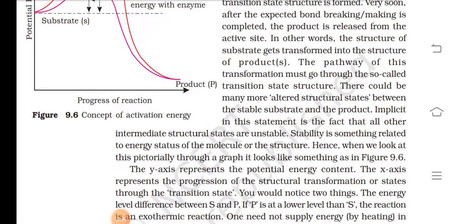The pathway of this transformation must go through the so-called transition state structure. There could be many more altered structural states between the stable substrate and the product. Implicit in this statement is the fact that all other intermediate structural states are unstable. Stability is something related to the energy status of the molecule or the structure. Hence, when we look at this pictorially through a graph, it looks like something as in figure 9.6.